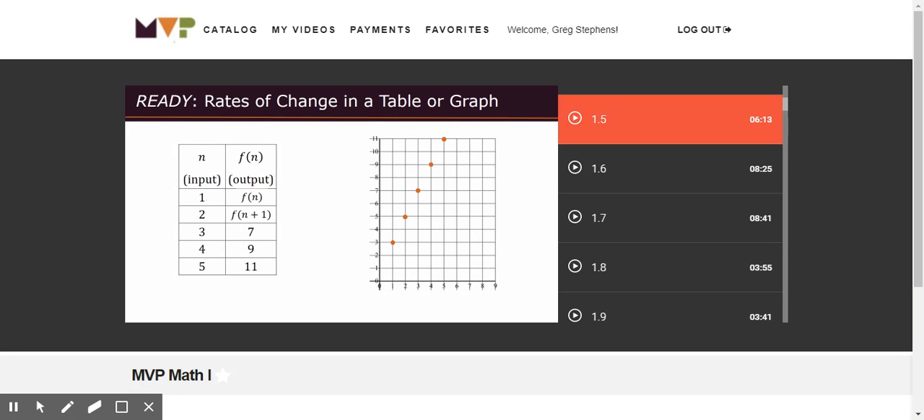In this example, notice that f of n is increasing by 2 at each step in the table, and in the graph, f of n is going up 2 each time n moves horizontally by 1.